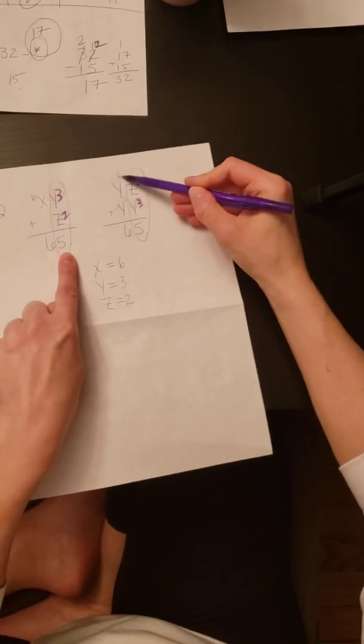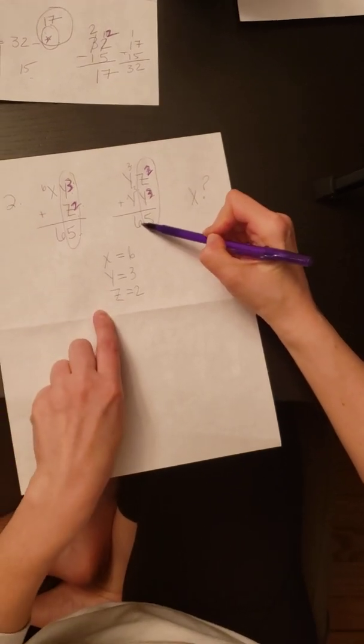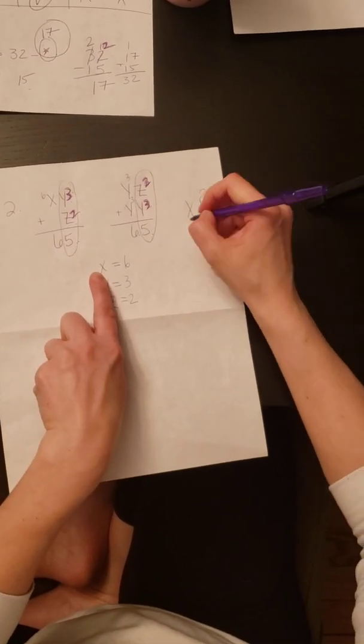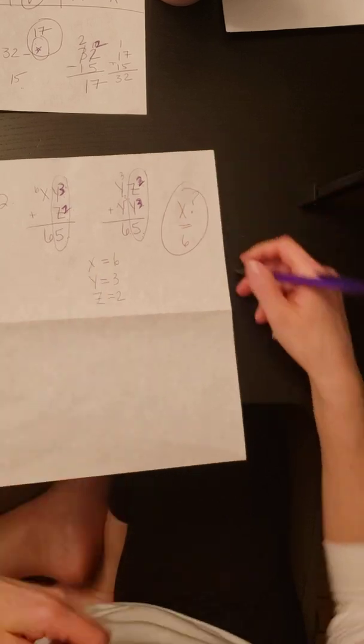2 and 3 is 5. 3 and 3 is 6. What number does X stand for? X equals 6.